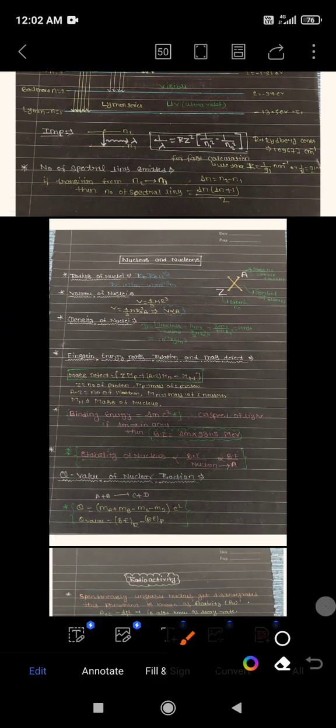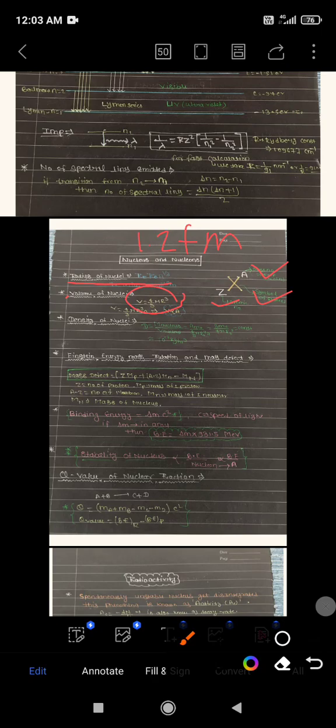Next is nucleus and nucleon. So radius of nucleus is R is equal to R naught into A to the power 1 by 3, where A is mass number and Z is atomic number and X represents symbol of element. Here R naught is a constant value, that value is 1.2 Fermi meter.